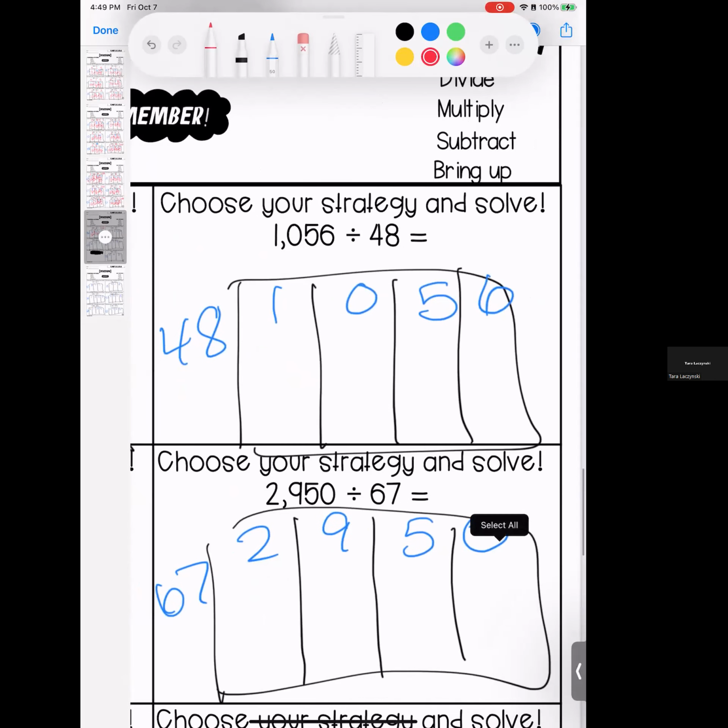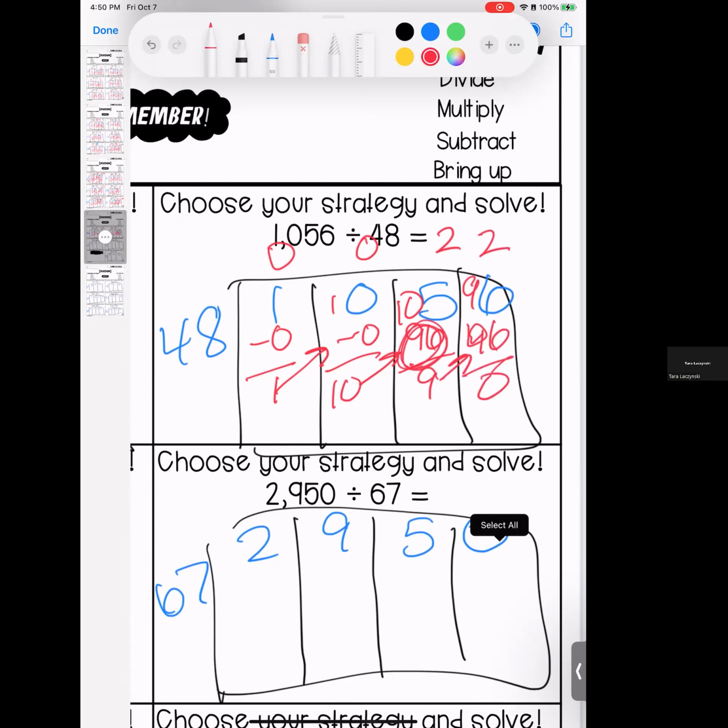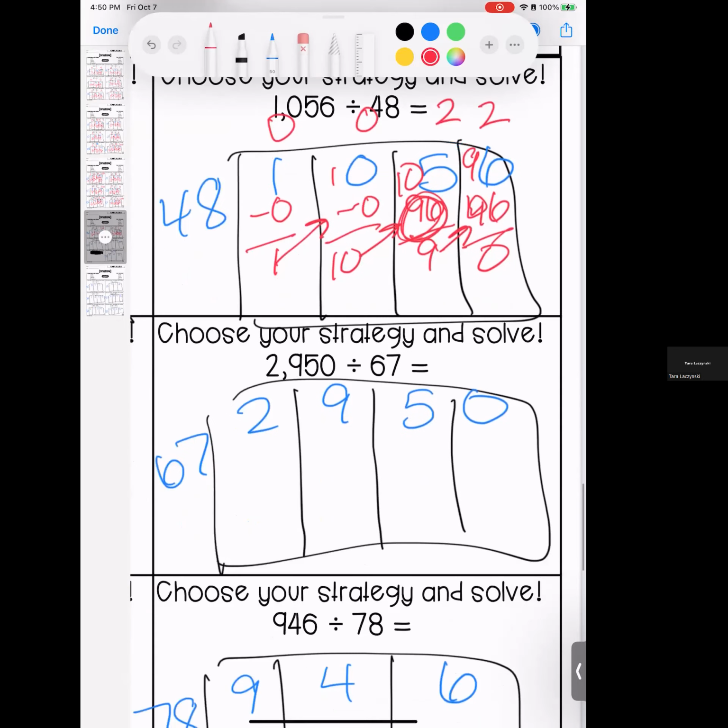48 does not go into 1. It does not go into 10. It does go into 105, and it's going to go in 2 times. That's going to leave us with 96. When we subtract that, that gives us 9. We're noticing that if we do it 2 more times, we have nothing left over. This one divides in evenly 22 times.